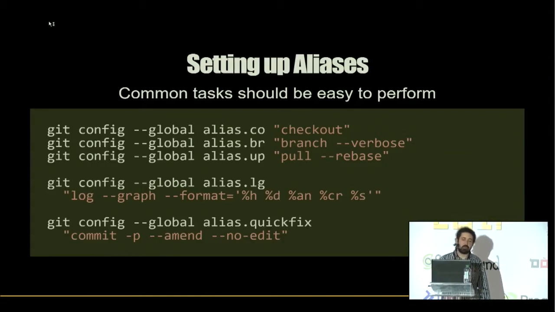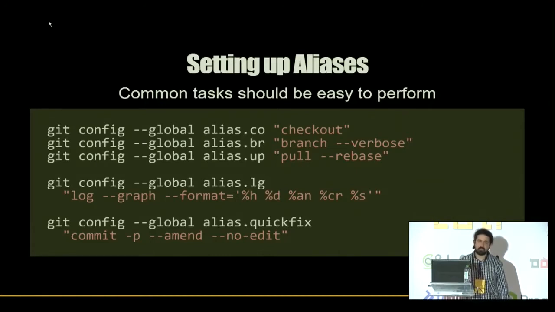So here I have checkout, which I abbreviate to co. I do br for verbose branching, and verbose branching gives you the name of the branch, gives you the commit that it points to, so both the SHA of the commit and the name of the change, and it also gives you some other information like the time and stuff like that, so you get more information out of the command.